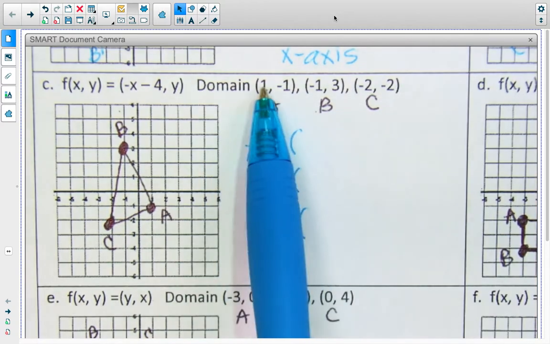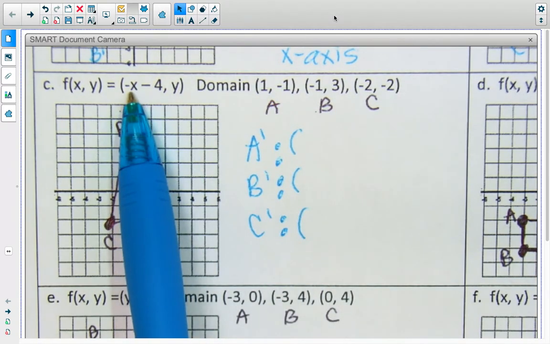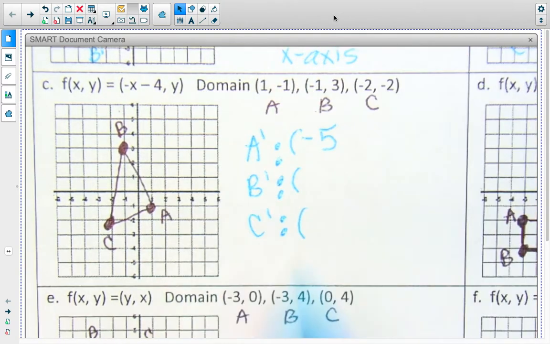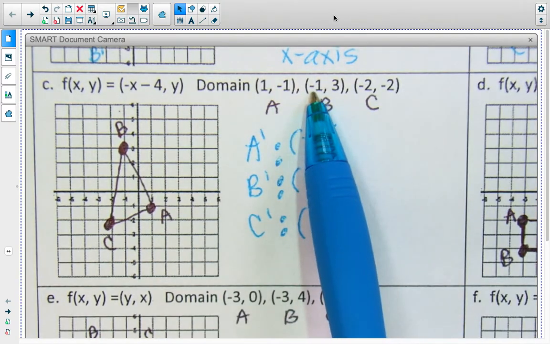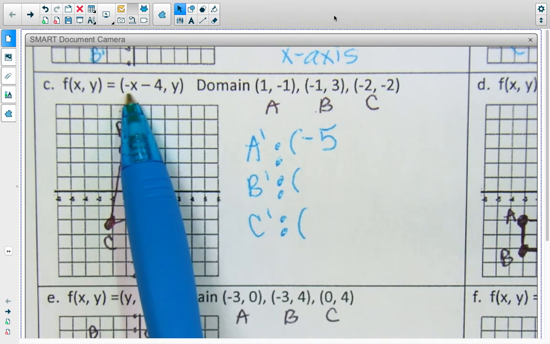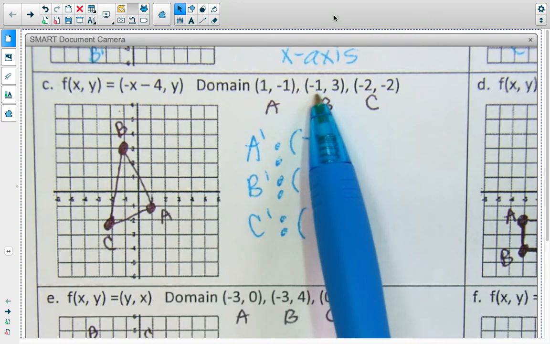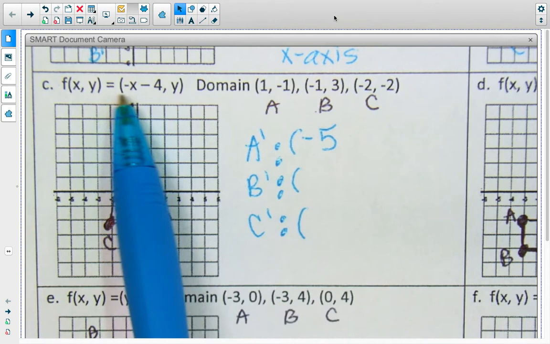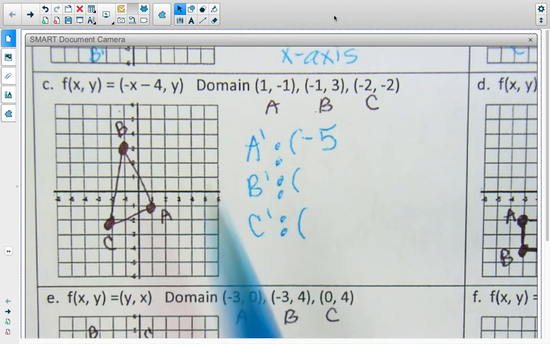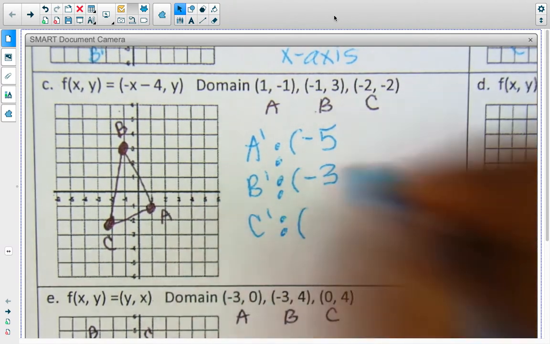So we're going to take 1, plug it in here. So -1 minus 4, I got -5. I'm going to take this -1, plug it in for my x coordinate. Now this is a negative, negative, so we know that that's going to be a positive. Let's do that again. This is a -1 in here. I'm plugging this into a negative sign. A negative and a negative is a positive. So this is 1 minus 4. And 1 minus 4 is -3.